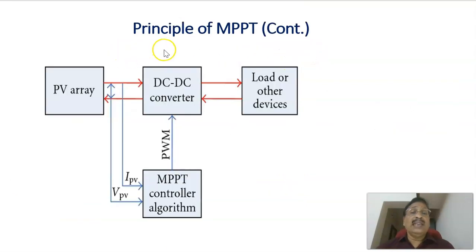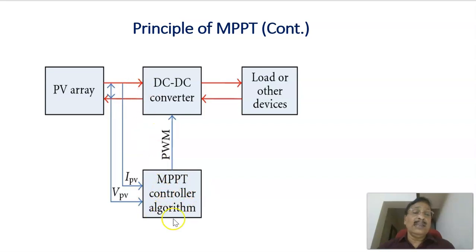This is the block diagram of maximum power point tracking, with the solar PV array, a load, and a converter. As I already explained, there can be different types of converter like buck, boost, and buck-boost converter. I am considering a boost converter, and here we can control the duty ratio of the switch of the boost converter. That is done by this MPPT control algorithm. We'll see what that is.